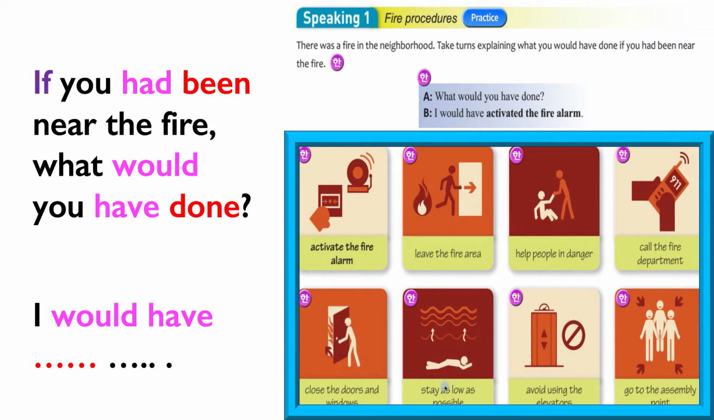Yeah, it's like the participle. I would have closed the doors and windows, and I would have stayed as low as possible, or I would have avoided using the elevators, and I would have gone to the assembly point. Yeah, so notice it's closed, stayed, avoided, gone. Assembly point is where people get together. Meet outside the building, yes.